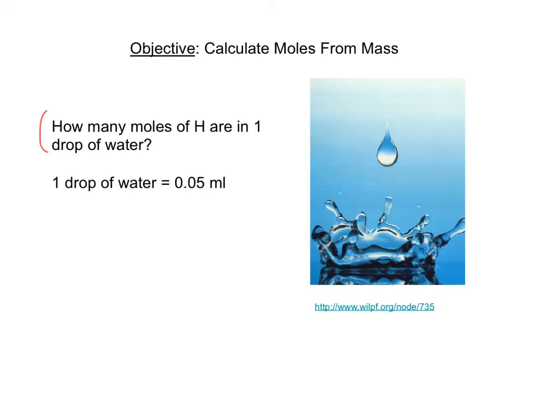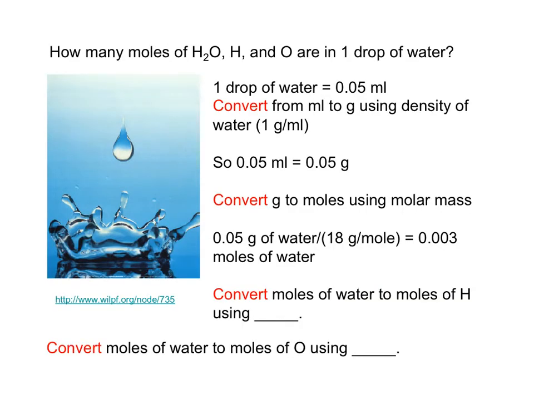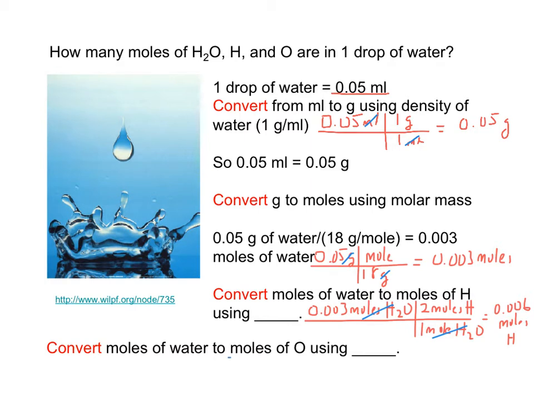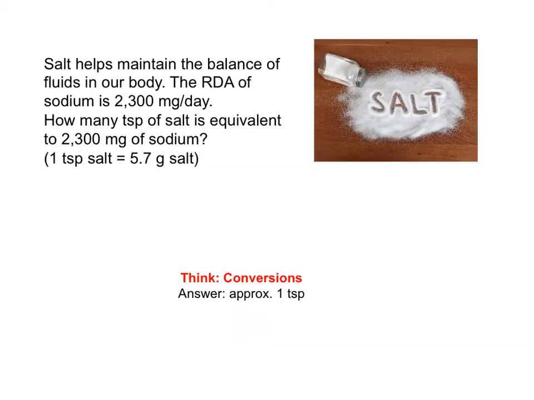And the answer is 1 drop of water is 0.05 mL, so we want to convert from mL to grams using the density of water as our conversion factor. Next, we want to convert from grams to moles using molar mass as our conversion factor. Finally, we'll convert moles of water to moles of H using the chemical formula of water. Stop the video for a second and answer this question. Is the moles of O the same as the moles of H? The answer is no.